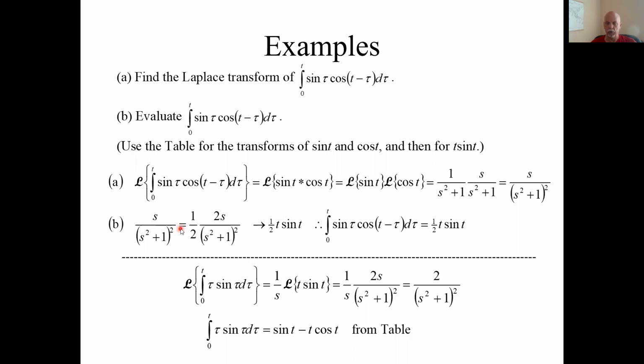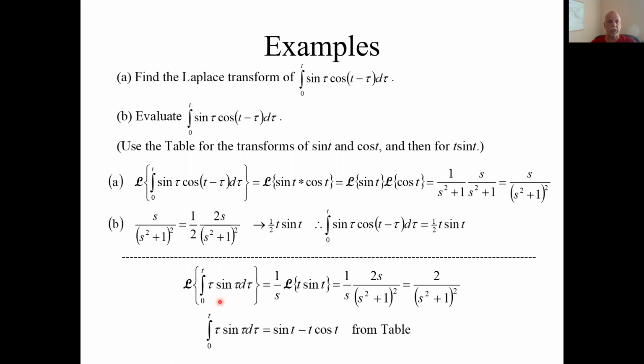But if you just inverse the Laplace transform of the convolution, and that's what the convolution is. So instead of you having to evaluate this integral, you could find its Laplace transform and then invert the Laplace transform. Let's see.